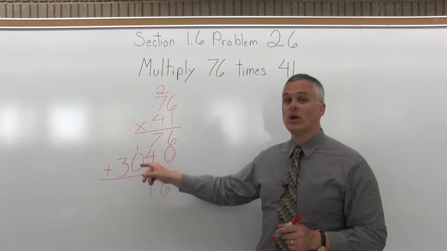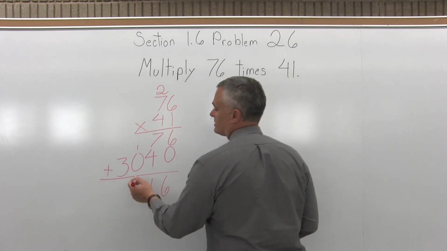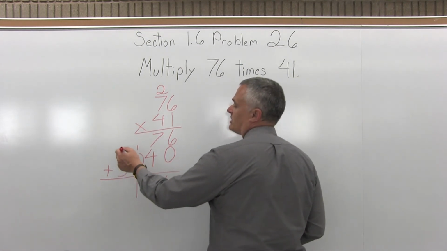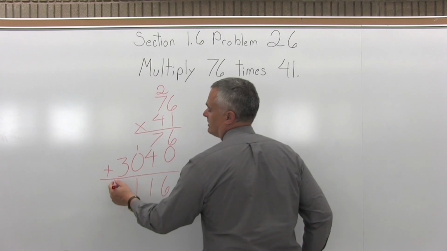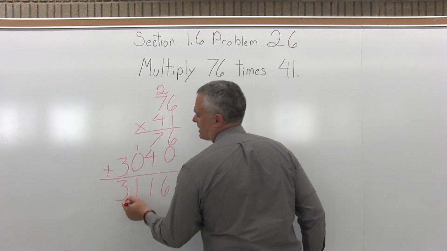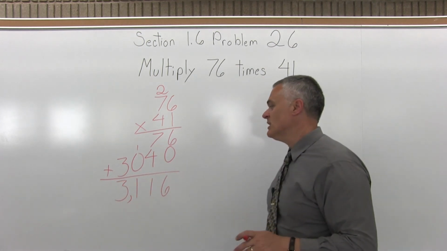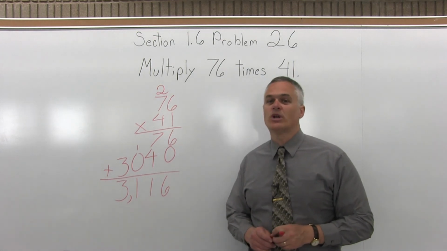And then I would add 1 plus 0. 1 plus 0 is just 1. And finally, the last column to the left, nothing plus 3 is just 3. If you like, you can put in a comma after the 3. So the answer is 3,116.